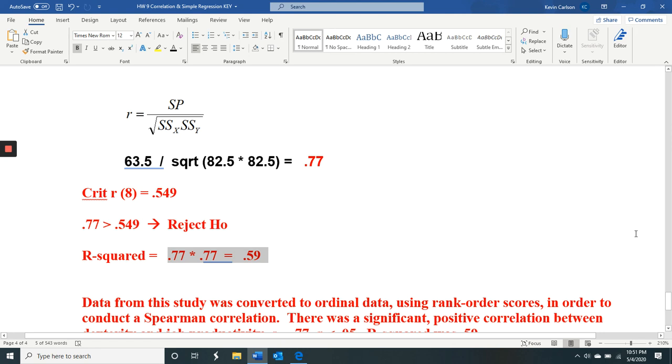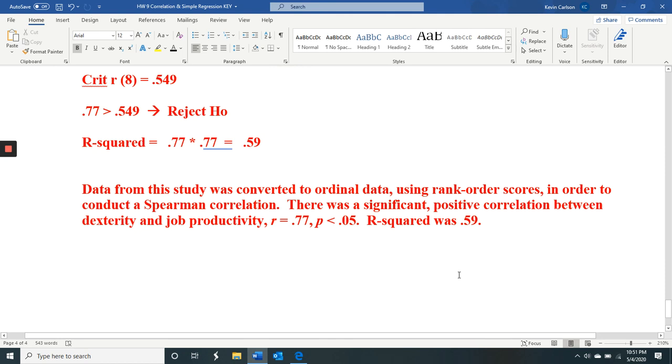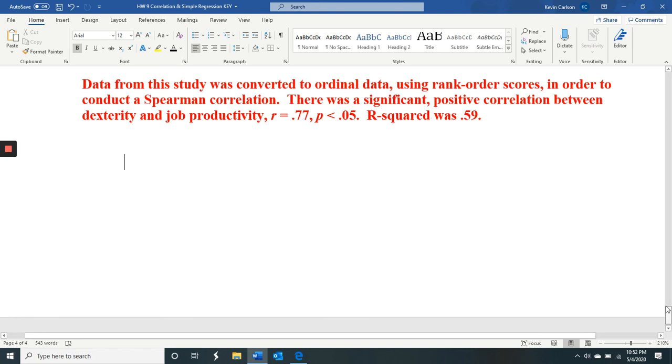So 59% of the variance in productivity was directly linked to dexterity. But in this case, it was an experiment. So we write it up. We say that the data from the study was converted to ordinal data using ranked order scores in order to do a Spearman correlation. There was a significant positive correlation between dexterity and job productivity. R equals 0.77, p is less than 0.05. R squared was 0.59. So those are the solutions to the homework.